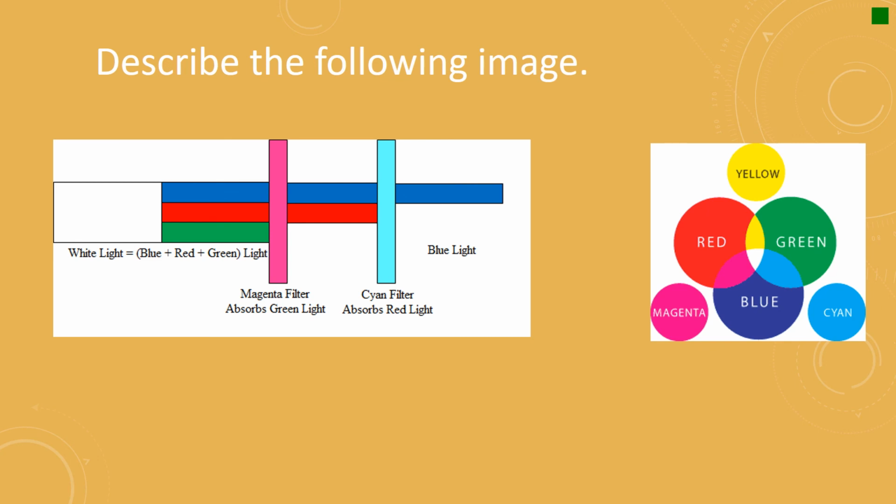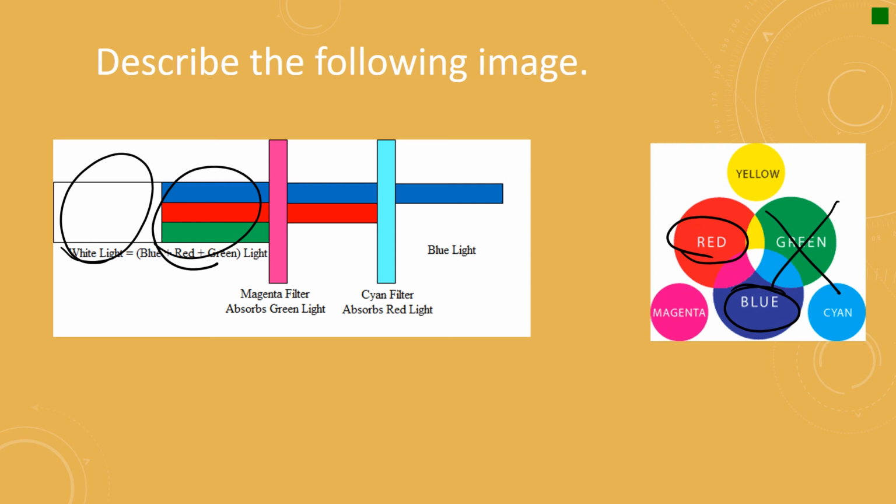Okay, let's describe this image. So we've got white light. Once again, all the primary colors. Put up a magenta, I only allow reds and blues through. Green is out of the game. Now I'm going to put up a cyan filter. Cyan only allows blues and greens. So now red is out of the game. So what am I left with? I am left with seeing something that is of a blue light.